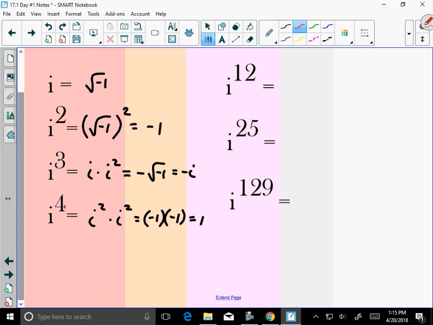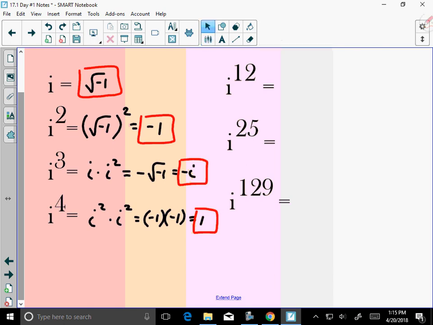So here are your first 4, and you only need 4. i is the square root of negative 1. i squared is negative 1. i cubed is negative i. And i to the 4th is 1. What happens here? It alternates between what? Imaginary, real, imaginary, real, imaginary, real, forever. Forever.